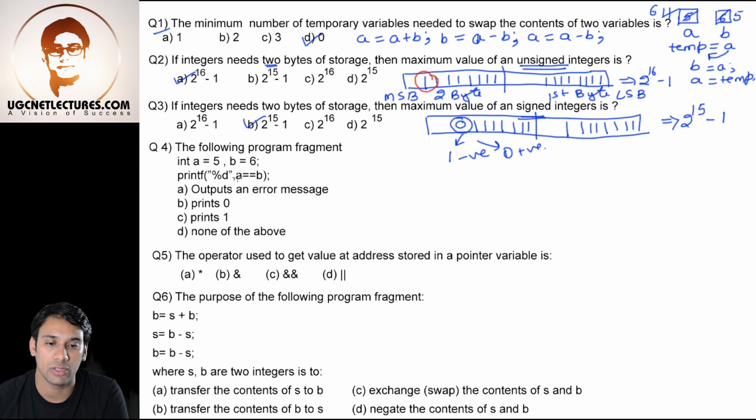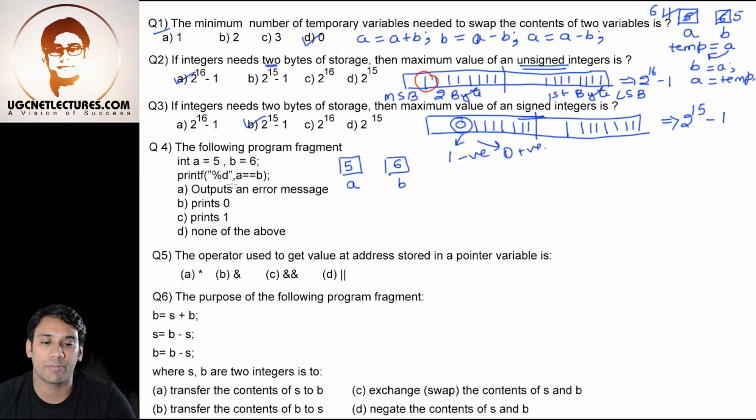Now check out the next question. In the next question, they have given a program and they are asking for the output of this program. Here we have two variables, the variable A and the variable B. Let us suppose the value stored in variable A is 5 and the value stored in variable B is 6.